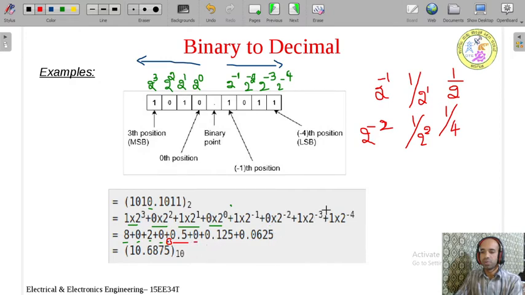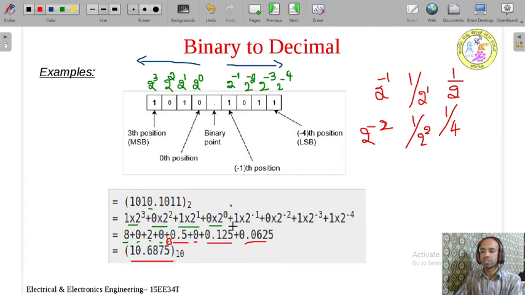And then we have 2 power minus 3. 2 power minus 3 is nothing but 0.125. 0.125 into 1 is 0.125, and 2 power minus 4 is 0.0625 into 1 is the same 0.0625. Then take the summation of all these. You will be getting 10.6875. This is the answer. So for this binary number, the equivalent decimal value is 10.6875.